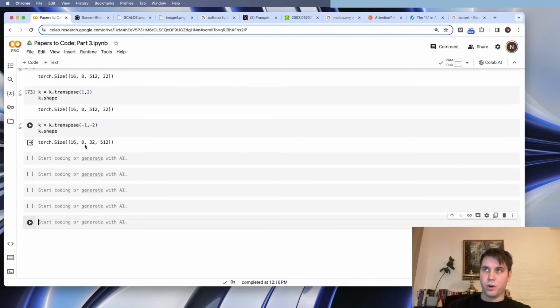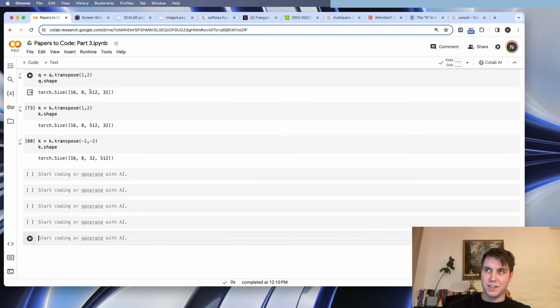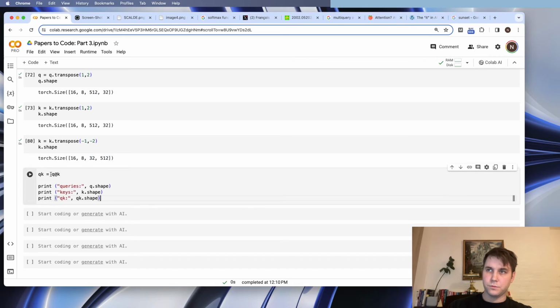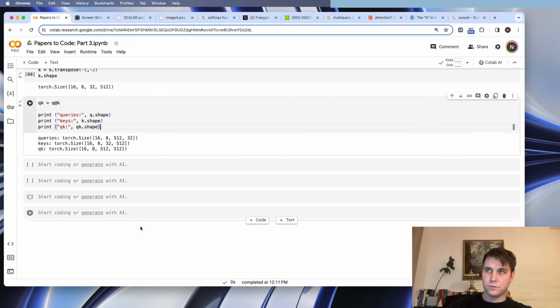Okay, so now our K is in this shape, and our query is in this shape. So remember, just look at the trailing 2 dimensions, 512 by 32, 32 by 512. So we can multiply these together. So let's do that. We end up with 16 batches of 8 heads, and these have each computed their own version of attention.